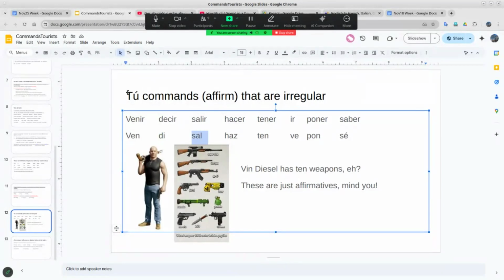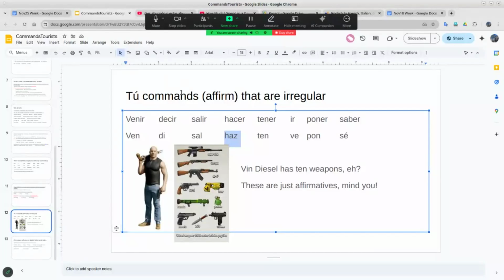Bien, okay. And talking about sales, sales and cut off the S does not make it a command for that particular verb. It's just sal. Right? And notice how short these are. Ven, di, sal. These are all like super short words. Hacer for do it, hazlo. Hazlo, do it. Haz, and it's spelled with a Z. Don't know why. It just is. Haz is hacer. So do or make.